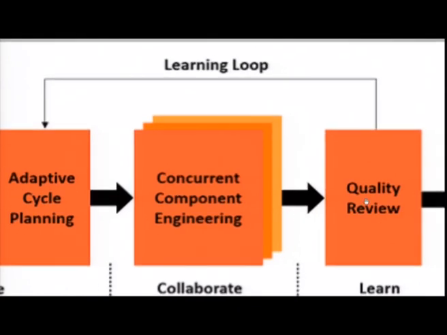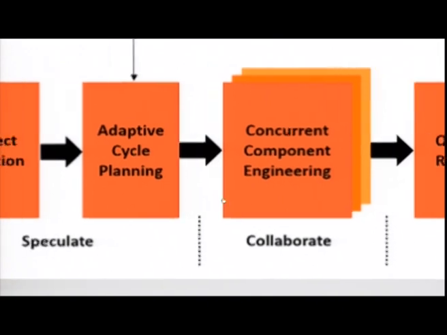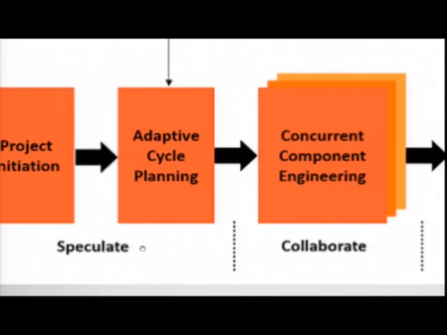So, when you are going to make a quality review, when there is a flaw, when there is a fault, then again you go to this adaptive cycle planning, you make your plans, then you again create your components using concurrent means, and then again you review. Here when you deliver concurrent features, you collaborate. Here when you do review, you learn, and here when you plan things, you speculate.